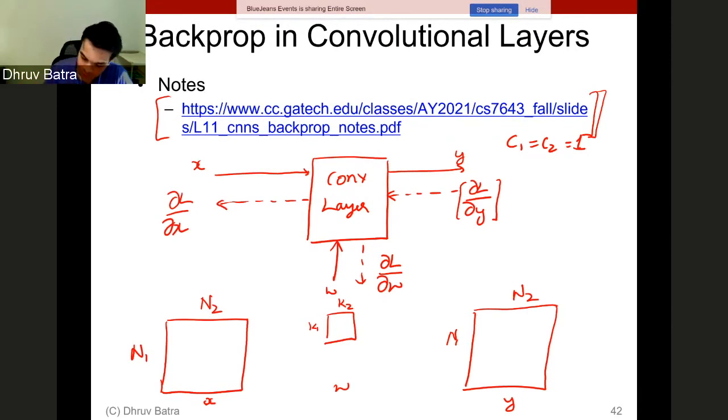Okay, and so this is object number 1 that we need to compute. This is object number 2 that we need to compute. I will show you how to compute object number 1. I will do that derivation in class. For object number 2, I encourage you to check out these slides, these notes. They contain the detailed derivation. Okay, so let's take a look at that.